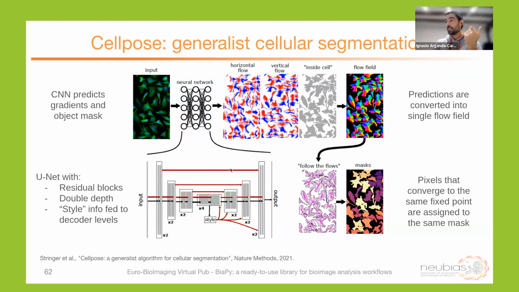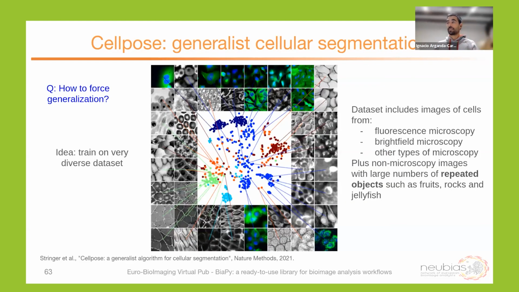Moreover, these people wanted to do a generalist cellular segmentation model. And for that, they trained on a very diverse data set, meaning different image modalities, but not only image modalities. They also put in some crowded scenes of, for example, fruits, rocks, objects that look a little bit like cells but are touching each other. So the network is used to seeing these crowded scenes, but with other types of objects.